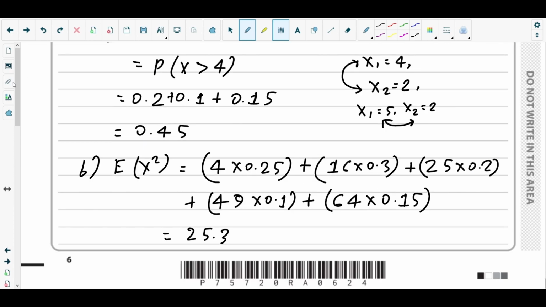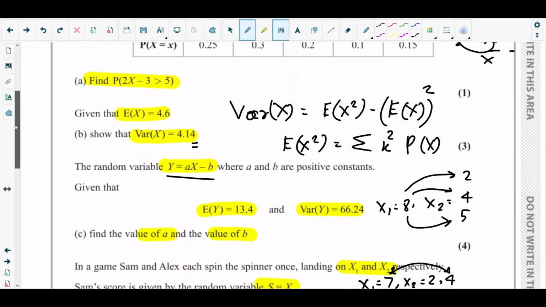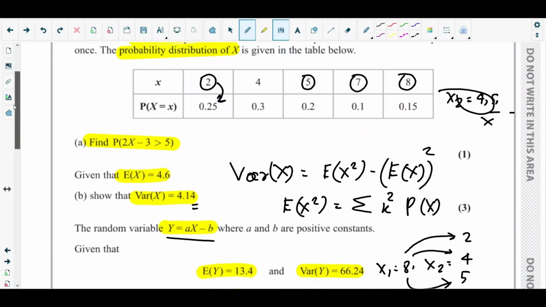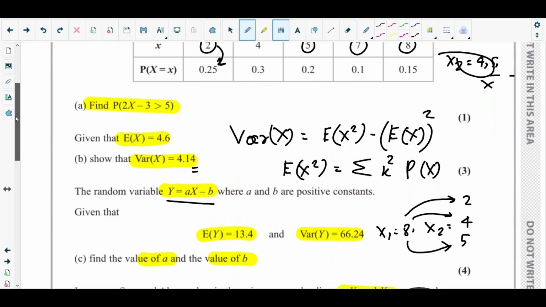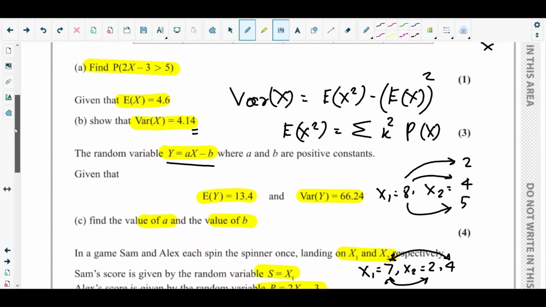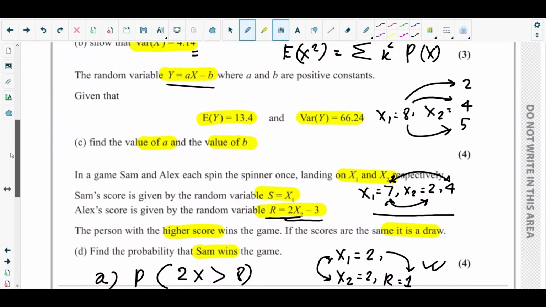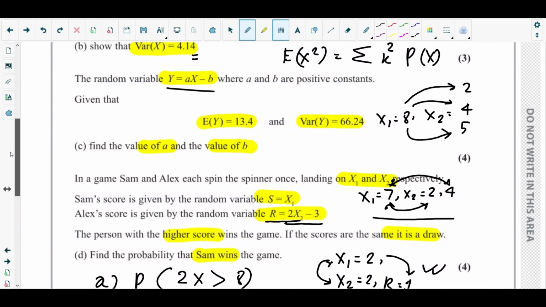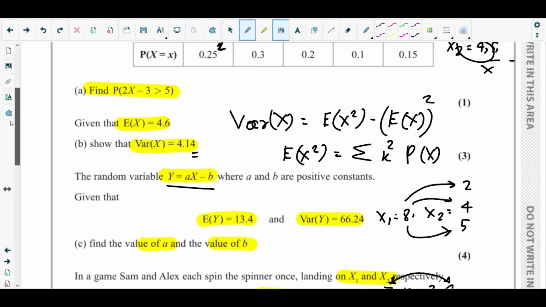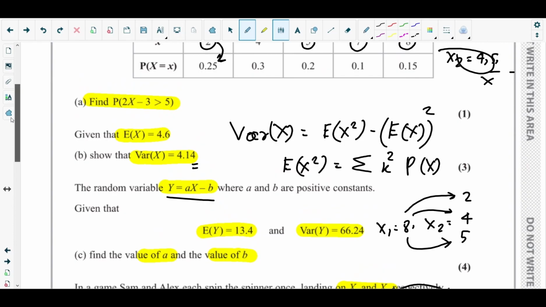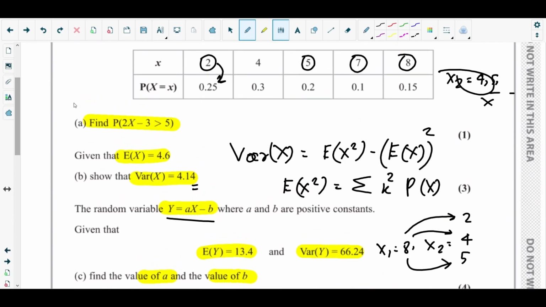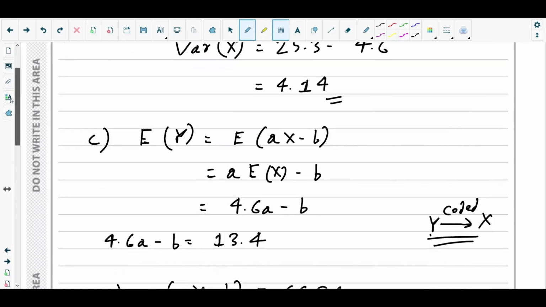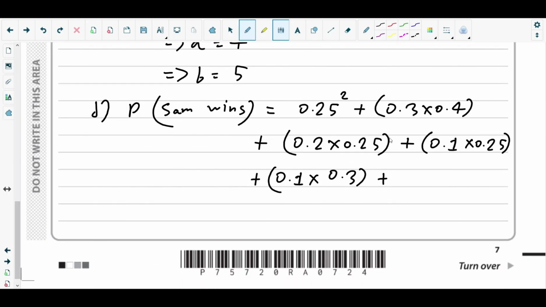3 possible combinations, right? When Sam's score is 8: 8 2, 8 4, 8 5. Why not 7? So 7 times 2 is basically 14. 14 minus 3, this is 11. It's getting greater. Okay, so that's why we ignored 7. So 82, 84, 85. So 82 is 0.15 times 0.25.